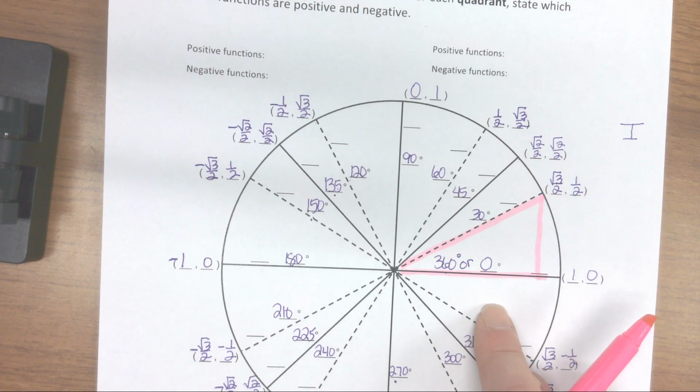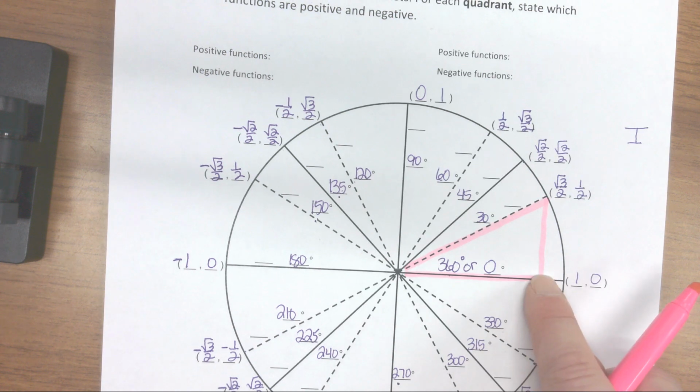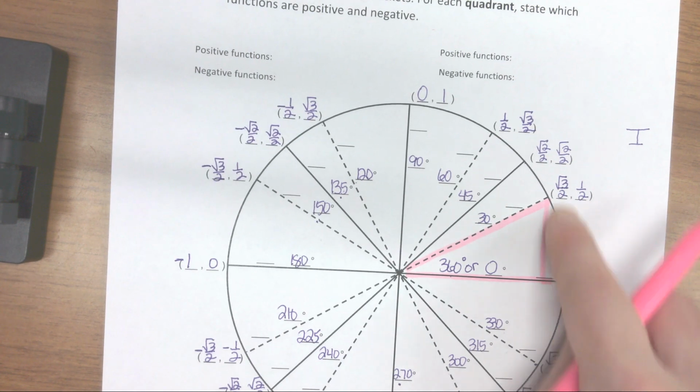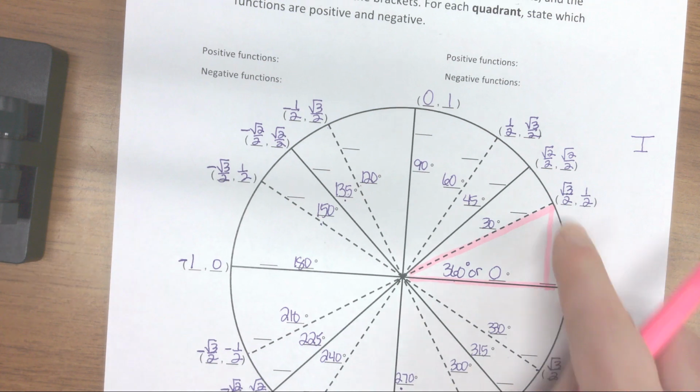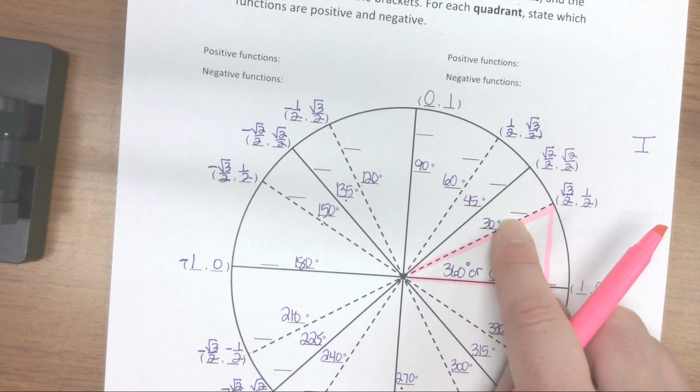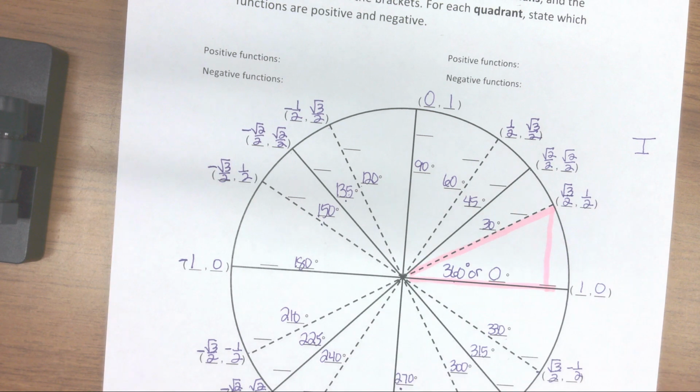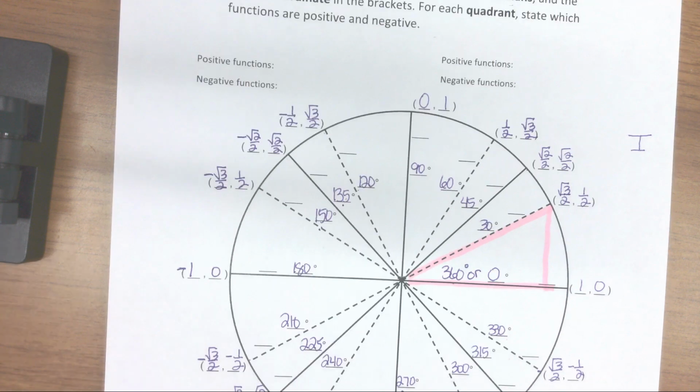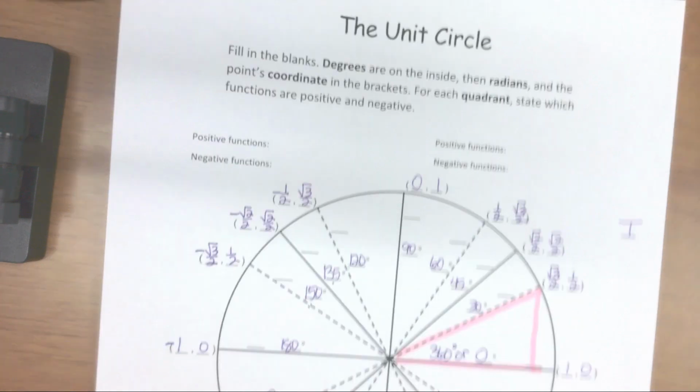Which function has to do with adjacent over hypotenuse? Cosine. This y coordinate, the 1/2, is the opposite piece that has to do with sine, and we'd be dividing them by the hypotenuse of 1. Well, what happens when you divide something by 1? Nothing. It doesn't do anything. So on all these, this is the aha moment. I know you're not going to be as excited as I am.